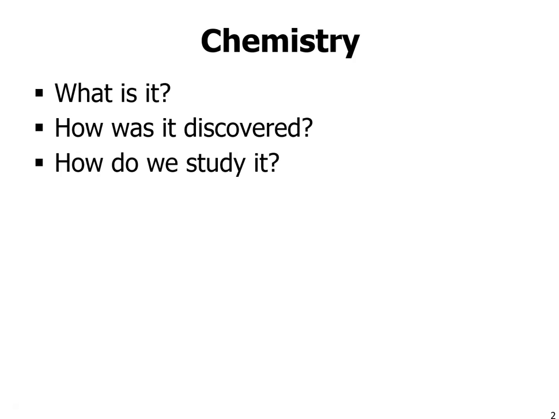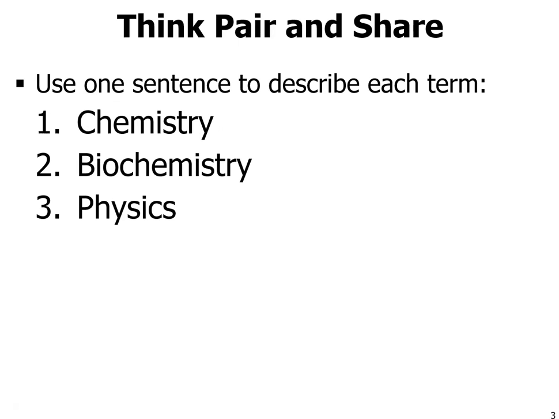One of the things that I want you to do is think about what you think chemistry is. How would you define chemistry? I'd like you to take a moment to write on a piece of paper or type on your computer how you would define these three different areas of science: chemistry, biochemistry, and physics. Take a moment. I'm going to pause here, so pause this slideshow, and then we'll begin after you've had a moment to think about that.